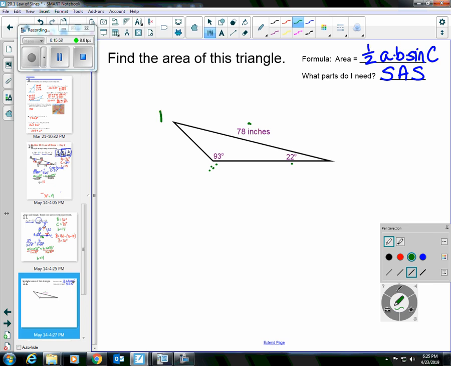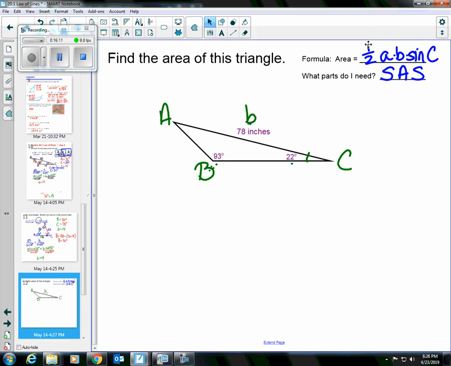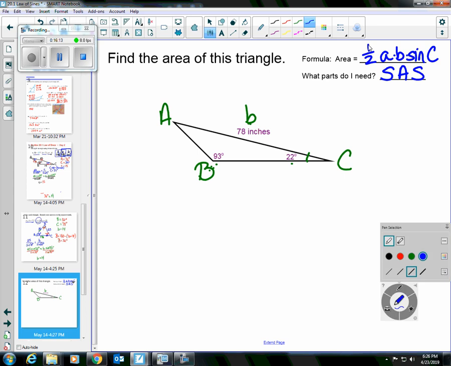So I'm going to put some letters on this just so we can have something that's reasonable to do. I'm going to go ahead and put in an A and a B and a C. We could really do this however we want, but just so we have some labels. So I really know little b, side B, I know angle C. What could we find really easily? What would be a piece of information we could find quickly?